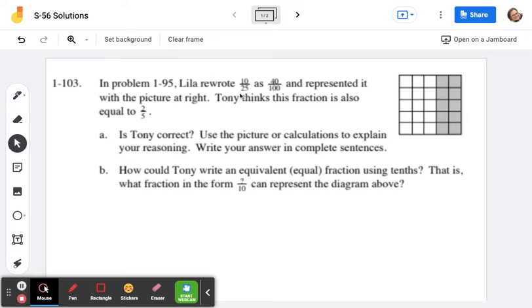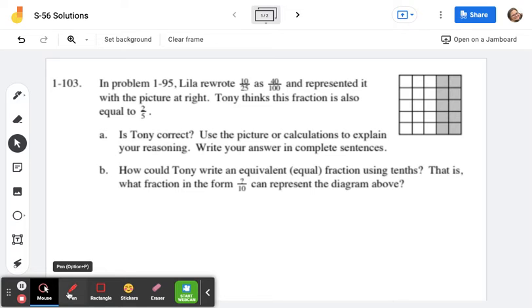Lilia rewrote 10/25ths as 41/100ths and represented it with a picture on the right. Tony thinks this fraction is also equal to 2/5. Is Tony correct? Use the picture or calculations to explain your reasoning. Write your answer in a complete sentence.